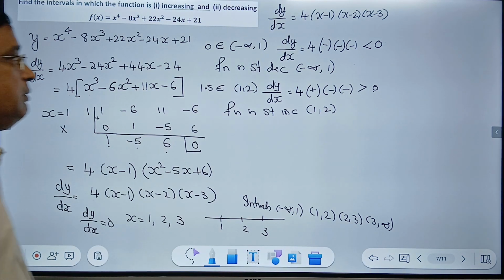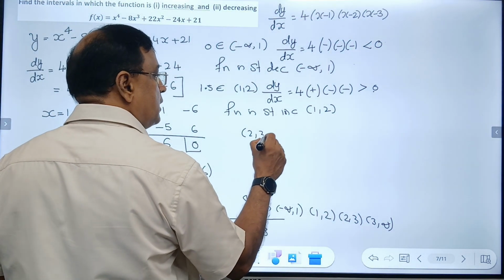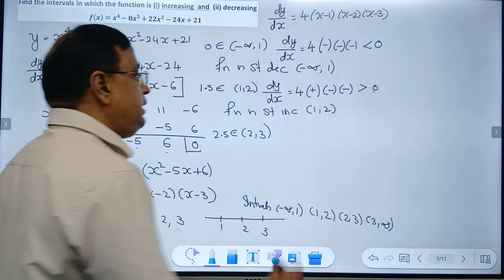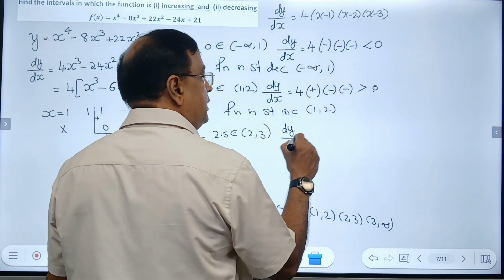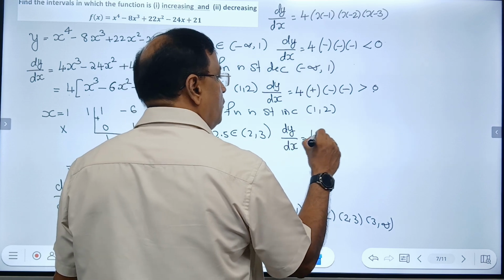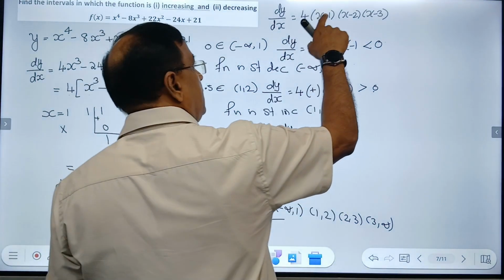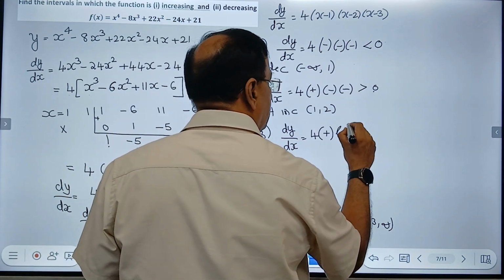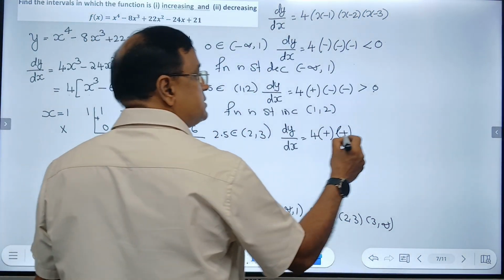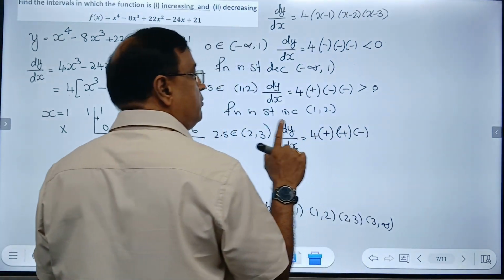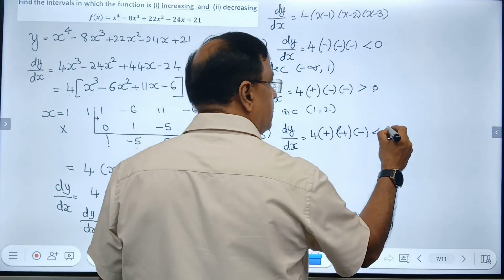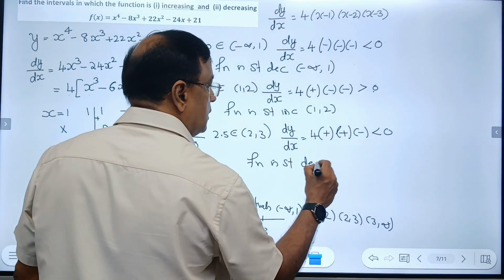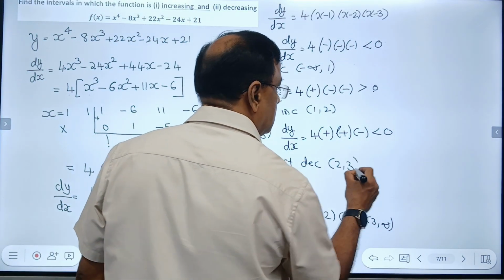Now go to the third interval. What's the third interval? 2 comma 3, and I choose 2.5 in between. Now what is my dy by dx? My dy by dx will be 4 into 2.5 minus 1 will be positive, 2.5 minus 2 also will be positive, 2.5 minus 3 will be negative. So positive into negative will be negative. Therefore, the function is strictly decreasing in 2 comma 3.